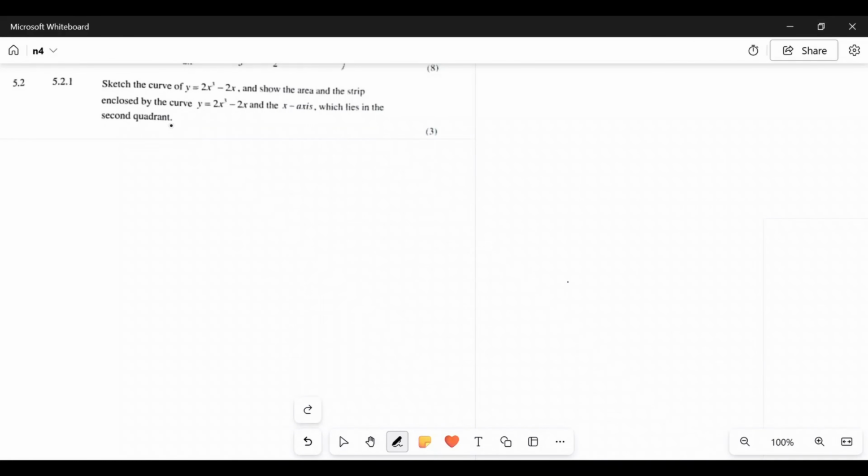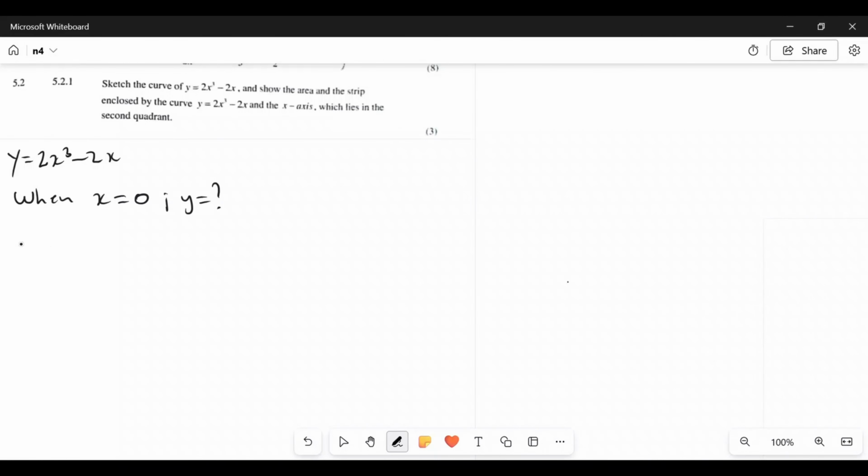Just in case you didn't know, this is actually the cubic graph. So let me rewrite the function there. We have y equals 2x cubed minus 2x. Now I want us to draw this graph. When you draw this graph, you can start by saying when x is 0, meaning when you substitute 0 for x, you must find y.